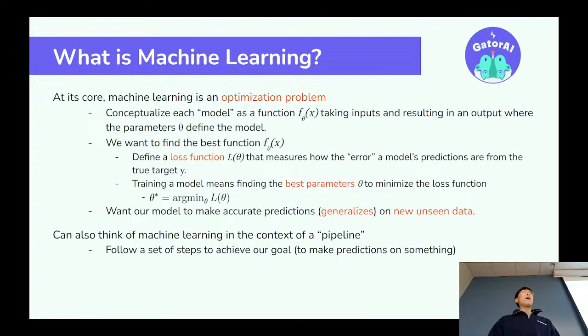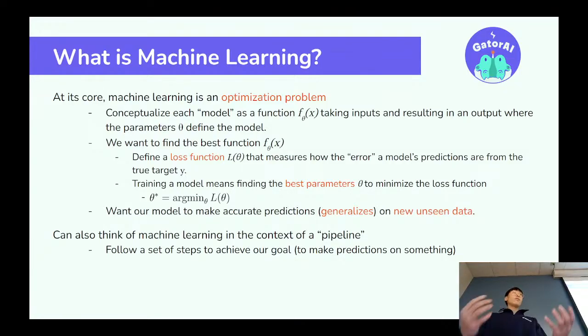Right. So at its core, mathematically, machine learning is an optimization problem. And as you recall, an optimization problem is a problem from calculus. We're essentially trying to find the critical points of a function, right? So how we treat it as an optimization problem is that we can conceptualize every single machine learning model as a function, which we define as f_theta, which takes in an input x and results in an output y, where the parameters are theta, and the parameters theta define the model that we're using, right?